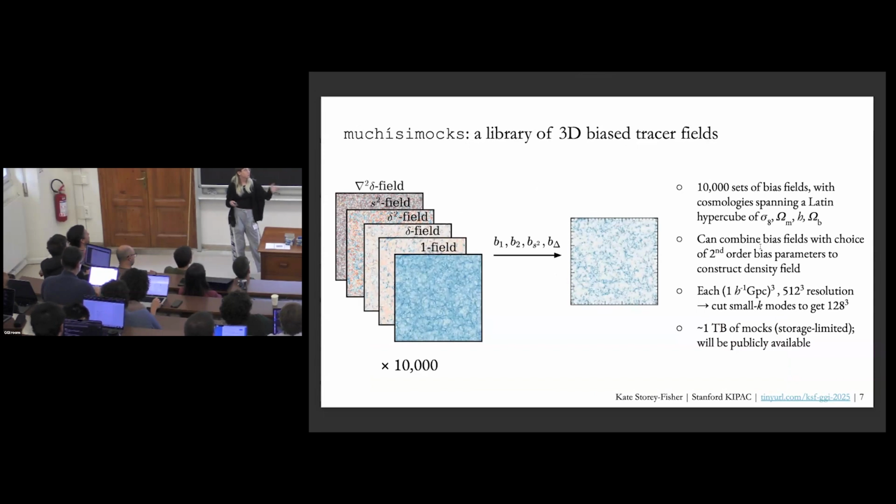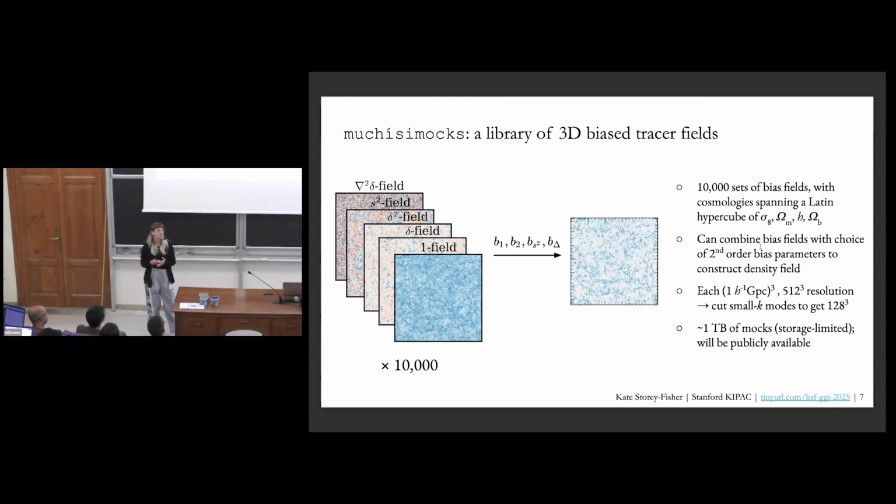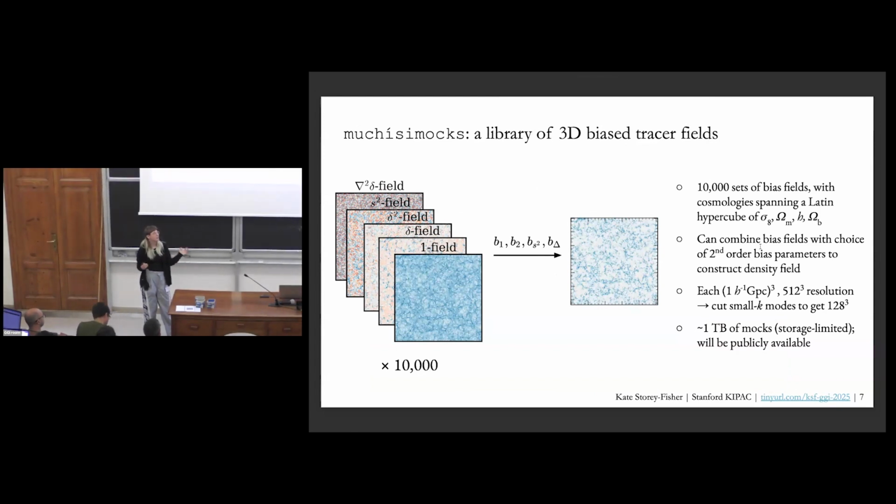All right, so what we end up with here is we run a suite of 10,000 of these emulated n-body simulations and compute the 5 bias fields for each of those. And then we can recombine those with any combination of the bias coefficients to get a galaxy density field. And this is in a Latin hypercube of 5 cosmological parameters. I missed an S there.